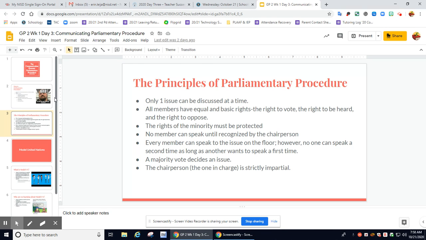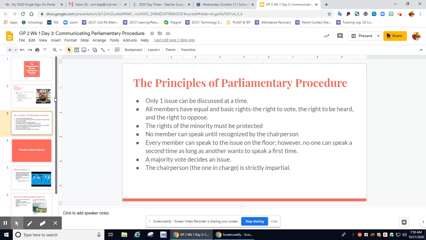All members have equal and basic rights: the right to vote, the right to be heard, and the right to oppose. So everyone has those rights, no matter who you are, what the color of your skin is, where you came from, it doesn't matter. All members have an equal and basic right, so the core right to vote, to be heard, and to oppose.